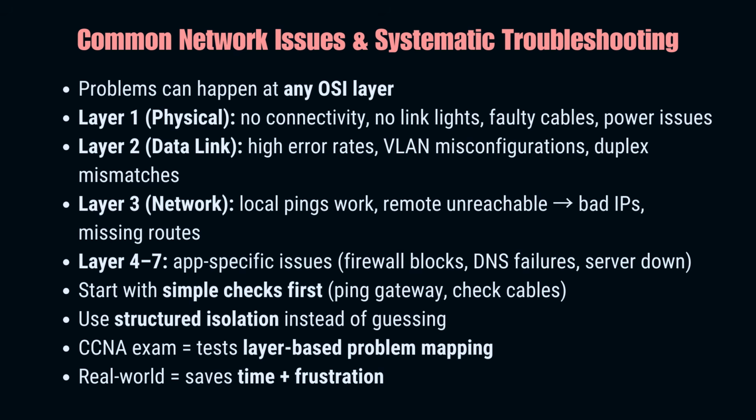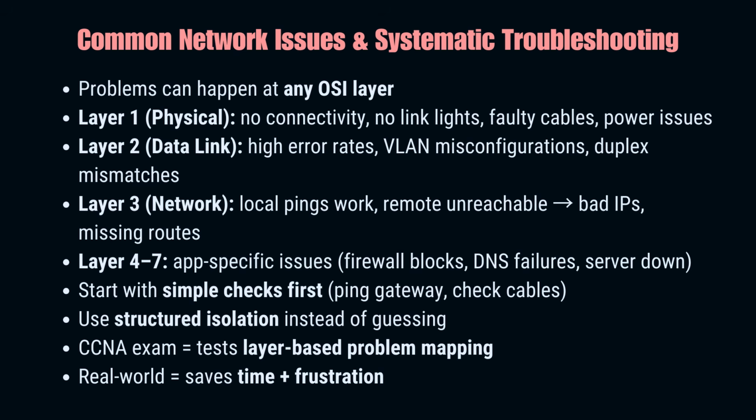Now that you understand the OSI layers, let's apply this knowledge to real-world problems. Network issues rarely announce which layer they're affecting, so we need a systematic approach. Physical layer problems are usually obvious. Complete connectivity loss, no link lights, or intermittent connections that improve when you wiggle cables. Think power outages, damaged cables, or equipment failures.